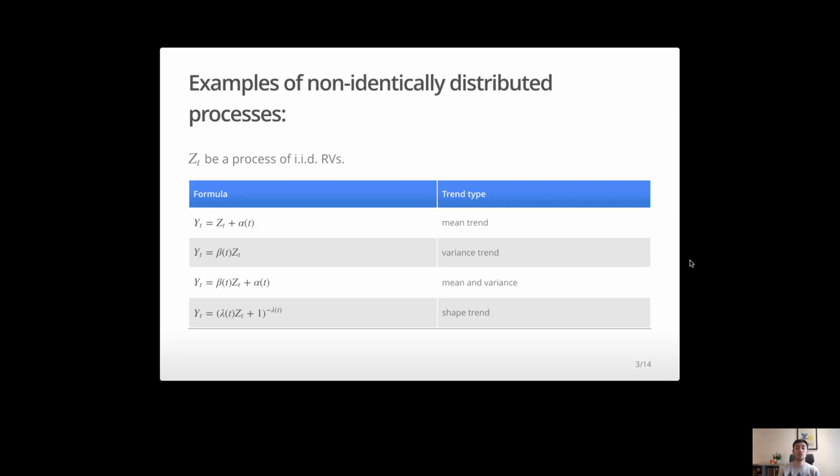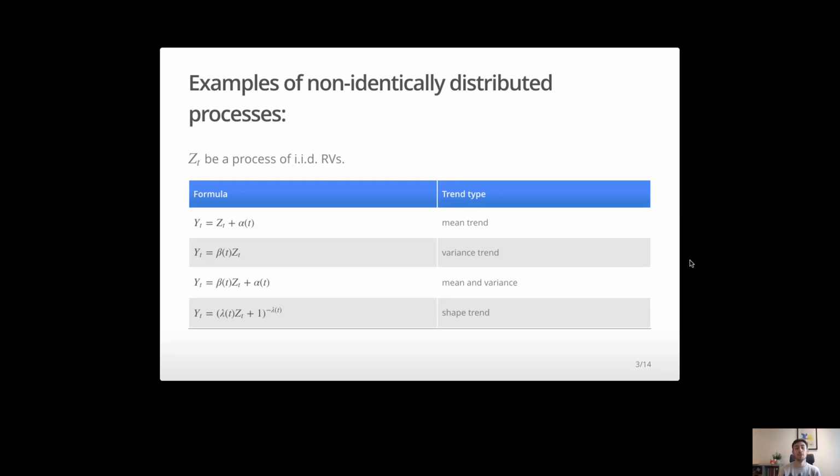We could consider a trend in their variance by multiplying each of them by a function of time, which here we're going to call beta of t. And you should note here that if the zt have non-zero mean, this is also going to result in a trend in the mean. What we can do is combine these two to get both a trend in mean and a trend in variance by first multiplying the zt process by a function of time and then adding on a secondary function of time.